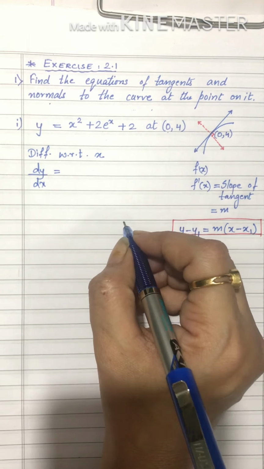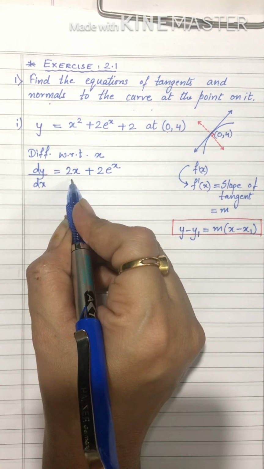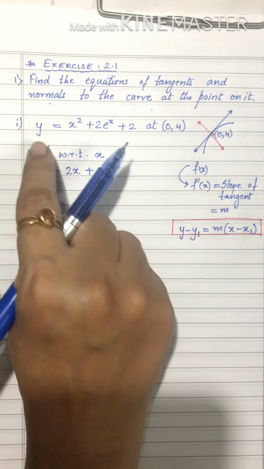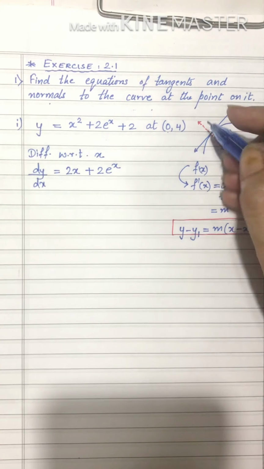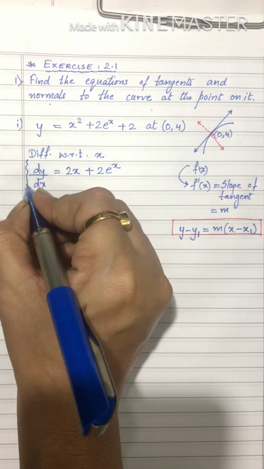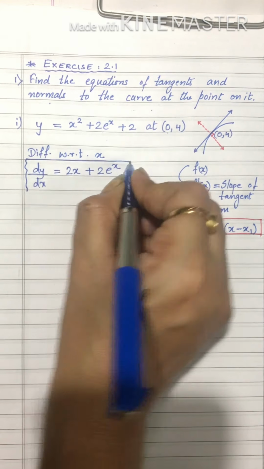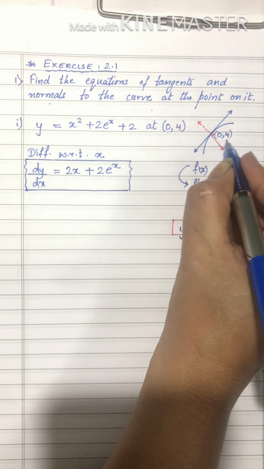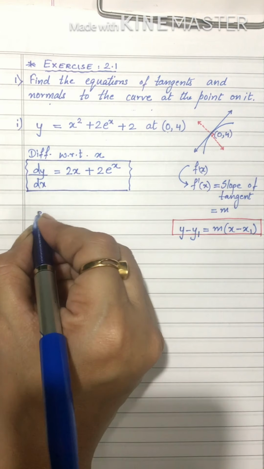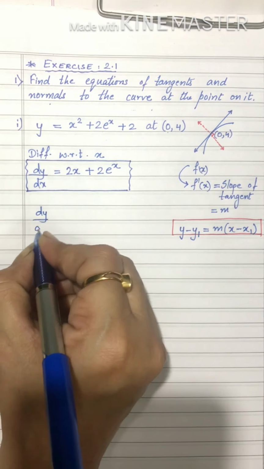Now this is the differentiation we got. I said when you differentiate once, it is slope of the tangent. So when we got 2x plus 2e raised to x on differentiating the function y, this means that whatever we have obtained here is the slope of any tangent passing through any point on this curve. But now we have to find slope of tangent passing through point 0, 4. So we write it as dy by dx at 0, 4.